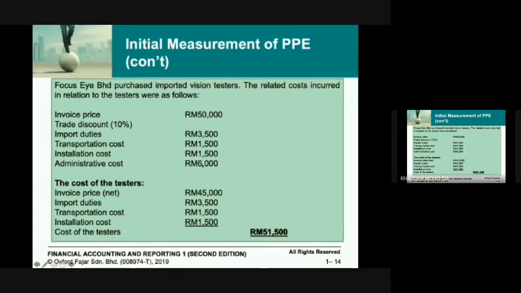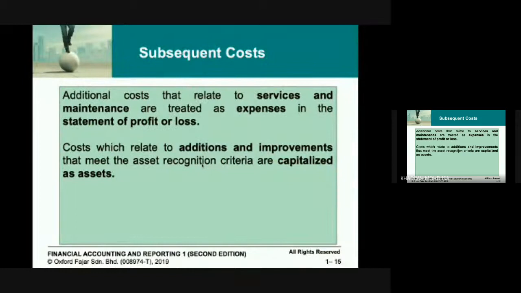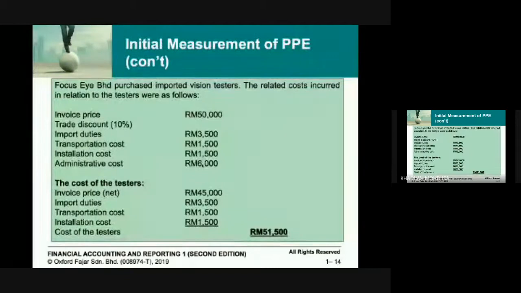So the admin cost cannot be allocated to the machine, because admin cost is normally paid for several functions, right? You pay admin cost to manage not a particular asset, right? If the admin cost is for that particular asset only, then you have to take that into account. But in this case, the admin cost is more of a general cost, right? So general cost will be allocated later under the profit and loss account. Additional costs that are related to service and maintenance are treated as expenses in the statement of profit or loss. So that's why the admin cost, as I just mentioned, will be treated as an expense in your profit and loss rather than being attached to the cost of the asset.